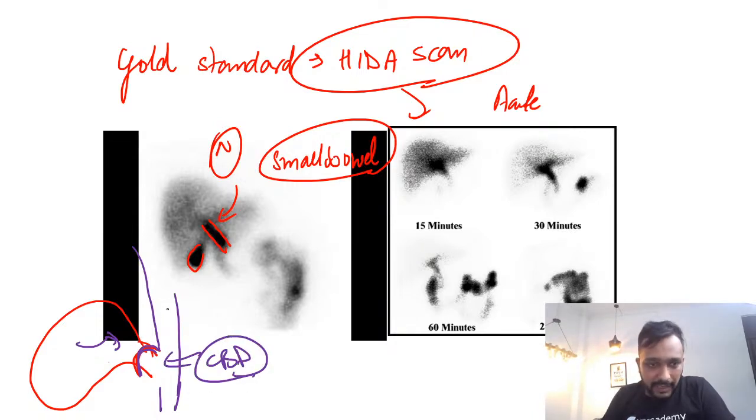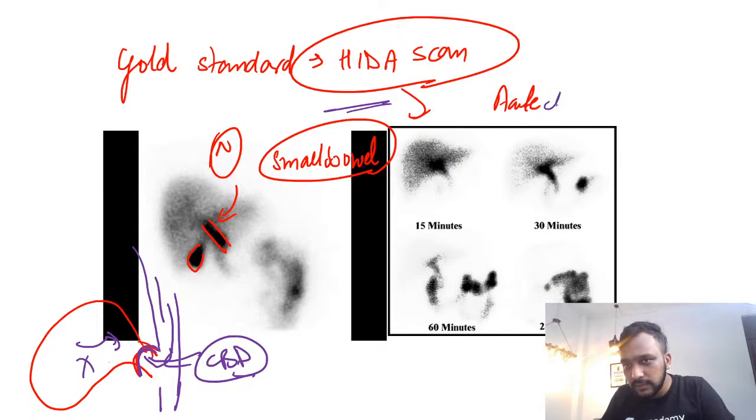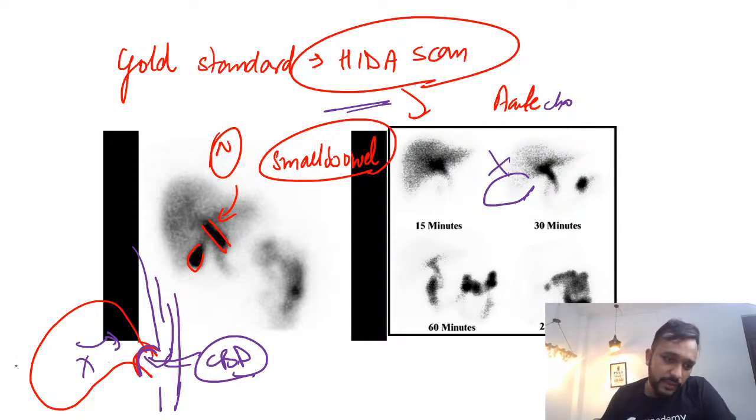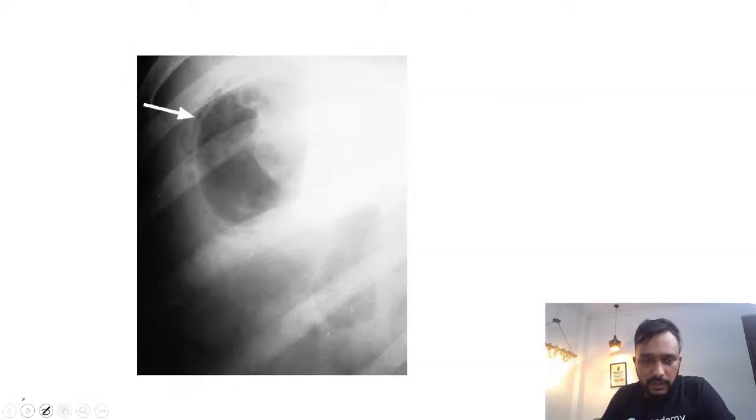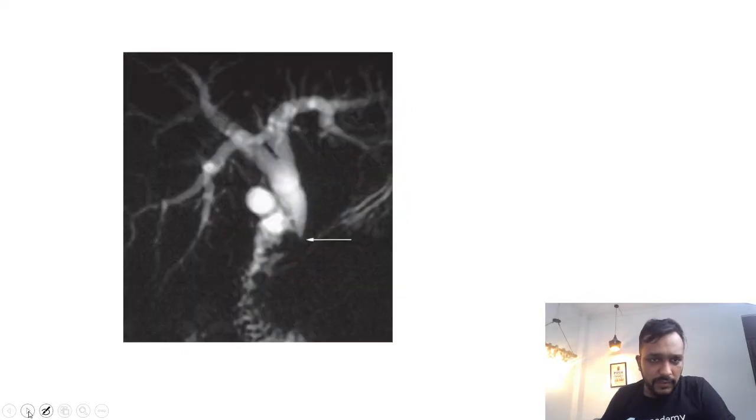Okay, so in that case, the agent that we are using here, hepatoiminodiacetic acid, also cannot enter into the gallbladder. So in a case of acute cholecystitis on HIDA scan, we are going to see that the gallbladder is not visualized. Gallbladder is not visualized, okay? So guys, what is the investigation?